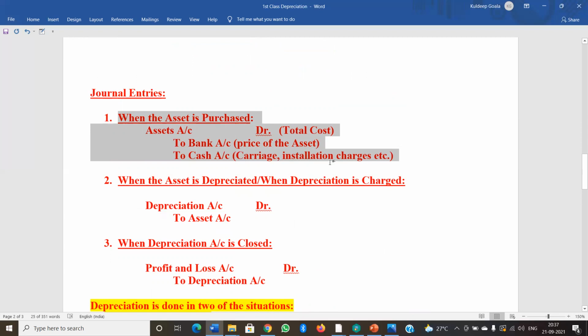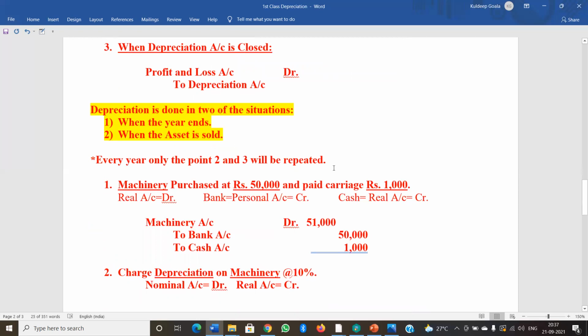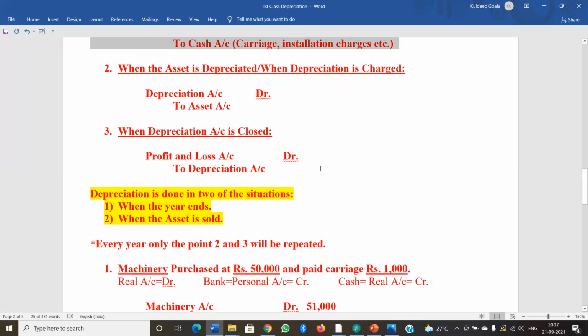Suppose you have purchased another new asset, then this entry will be there whenever it is purchased. जब भी खरीदोगे तब होगा. And the second and the third entry will be repeated every year ending. Okay, every year ending. Clear? Only the second and the third point will be repeated. Clear? I hope all of you have understood this point. Okay, ये दोनों ही repeat होगा.